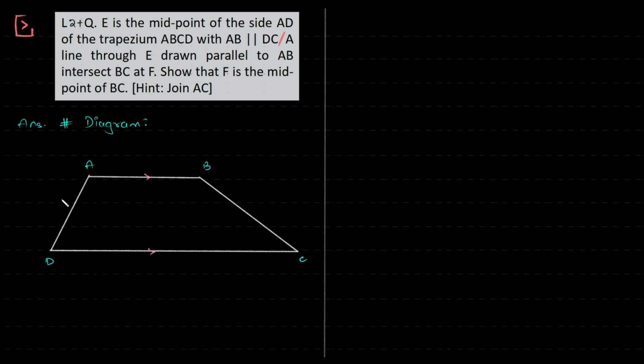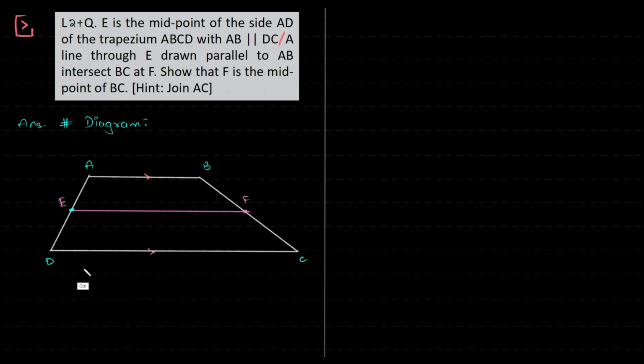So E is the midpoint of AD. So this would be your midpoint, and we have this to be E, with AB being parallel to DC. A line through E drawn parallel to AB intersects BC at F. So something like this. So this point is F. Show that F is the midpoint of BC. So if this is X, this is also X.